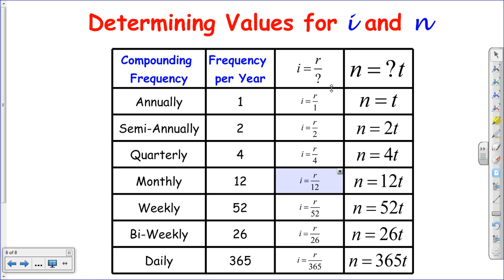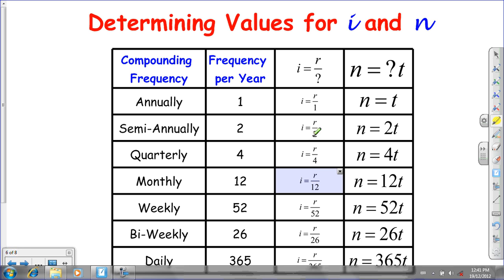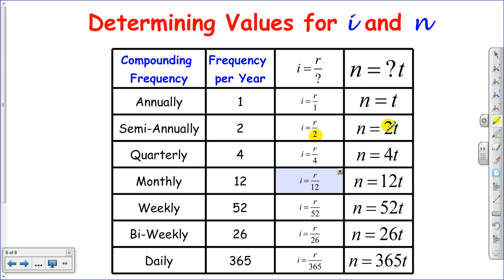Now notice that the number that you're dividing by is also the number that's being multiplied. That's always the case. You're never going to have a number that you divide by for interest and a different number that you multiply for N. So if it's 52 dividing for the I, it's 52 multiplying for the N. These numbers will always be the same. You're not going to get one that's different. All right, let's move on.